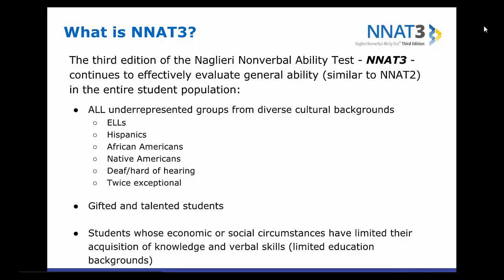So what is the NNAT 3? The 3rd edition of the Naglieri Nonverbal Ability Test continues to effectively evaluate general ability, similar to the NNAT 2, for the entire student population. That includes several different students within the population, so all underrepresented groups from diverse cultural backgrounds. Some examples are listed here: English language learners, Hispanics, African Americans, Native Americans, deaf or hard of hearing children, or also twice exceptional students. This also includes gifted and talented students, but it also includes students whose economic or social circumstances have limited their acquisition of knowledge and verbal skills. So those are students that have limited education backgrounds.